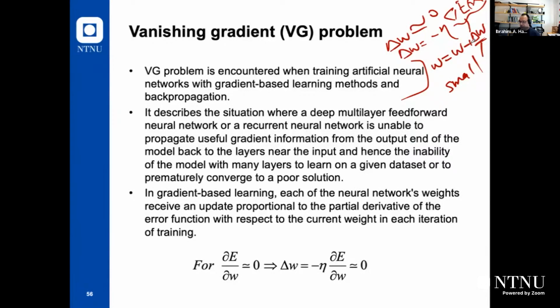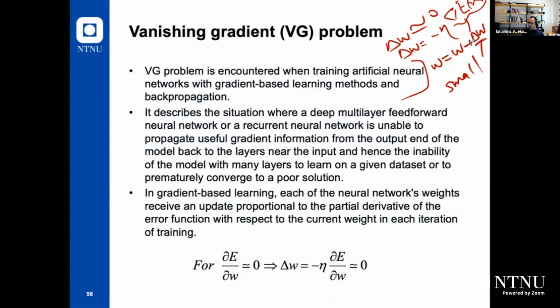It describes a situation where a deep multi-layer feed-forward neural network, or a recurrent neural network, for example, is unable to propagate useful gradient information from the output end of the model back to the layers near the input. And hence, the inability of the model with many layers to learn on a given data set, or to converge to a poor solution. Maybe your model will not be able to learn at all, or maybe it will converge to a poor solution.